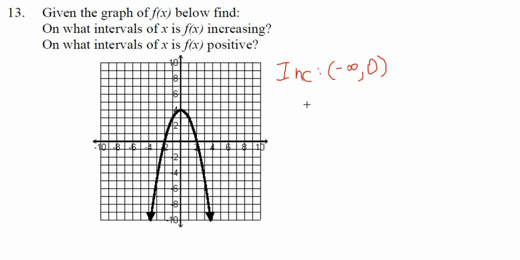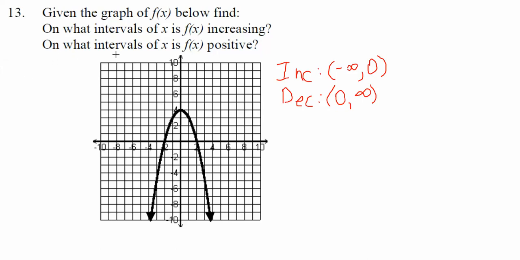Now it's not a part of this problem, but I want to go ahead and tell you that the interval of decreasing is when the graph moving from left to right moves in a downward direction. So in this particular case, the decreasing interval would be from 0 to infinity. So you didn't need to know the last part, but I wanted to throw it in just for good measure.